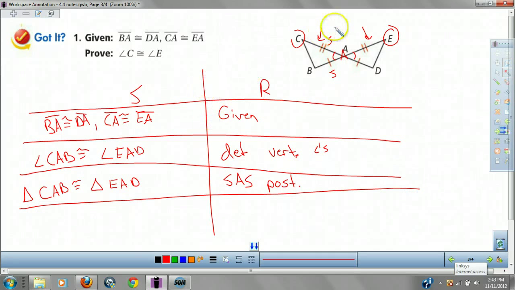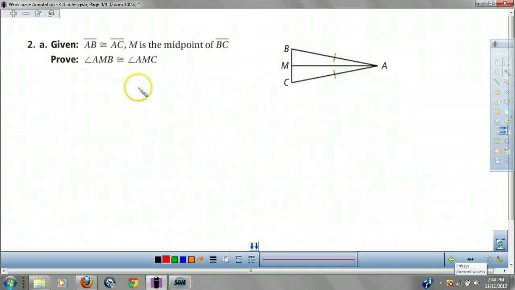Now, if both these triangles are congruent, that tells me all the corresponding parts are congruent. So I can say now angle C is congruent to angle E by CPCTC. Corresponding parts of congruent triangles are congruent. One more time. Corresponding parts of congruent triangles are congruent. One more proof, guys, and we'll call it a day.